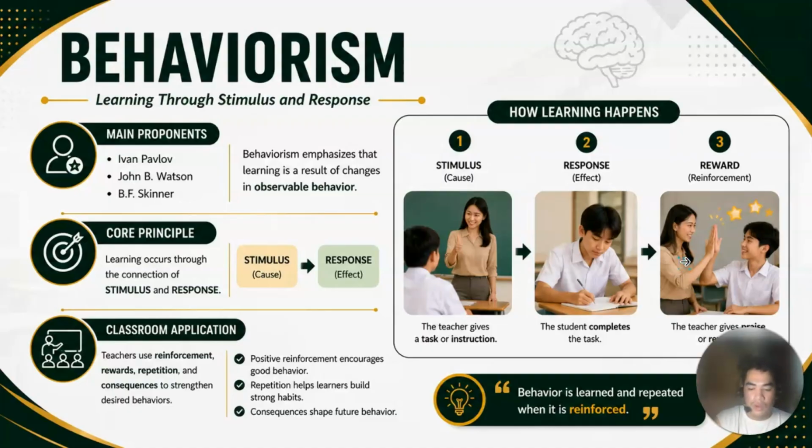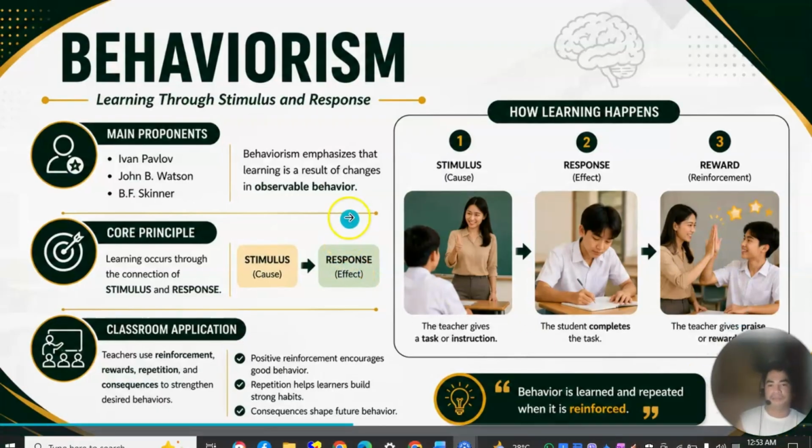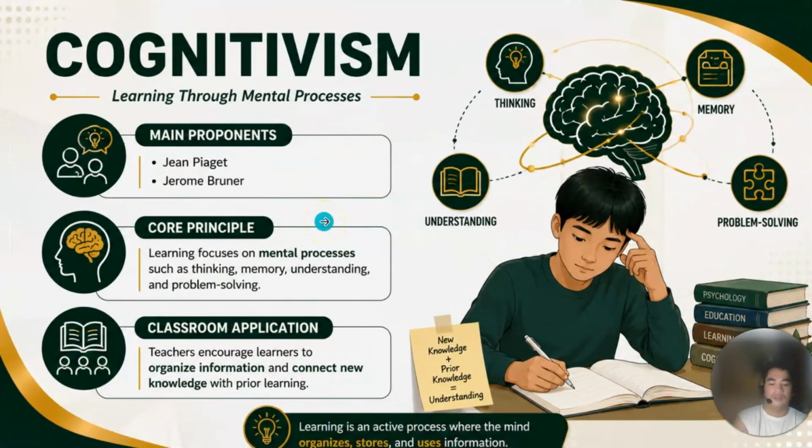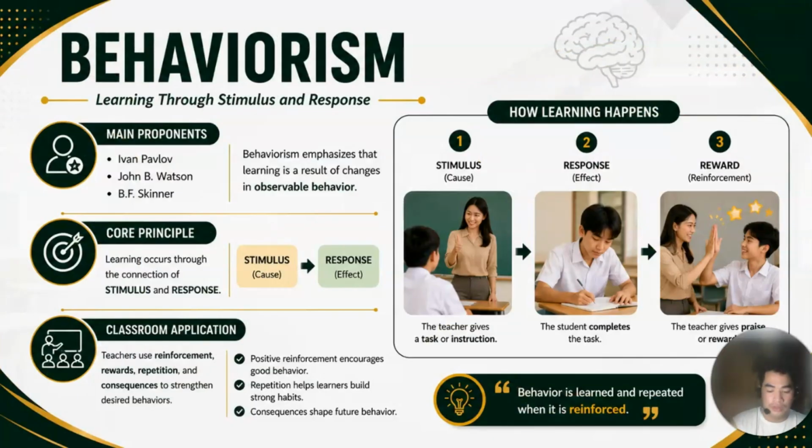Our first learning theory is behaviorism. This theory was developed by Ivan Pavlov, John B. Watson, and B.F. Skinner. Behaviorism believes that learning happens through stimulus and response. Behaviorism emphasizes that learning is a result of changes in observable behavior. So the core principle is that learning occurs through the connection of the stimulus and response.